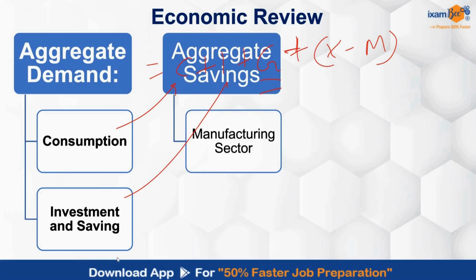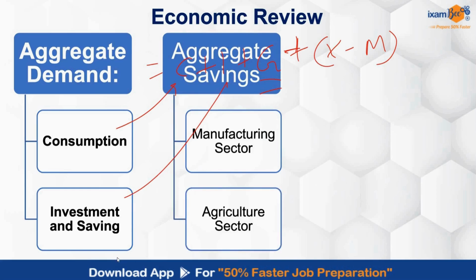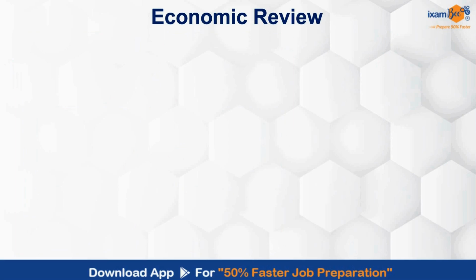Aggregate supply is contributed by the manufacturing sector and agriculture sector, where there has been decent development in the last few years. The manufacturing sector has been growing well because of the low cost of inputs and because of the good monsoon. The agriculture sector has also shown decent growth. The rural demand is very constant, fueling the growth in the economy.